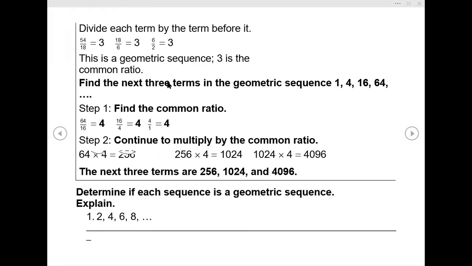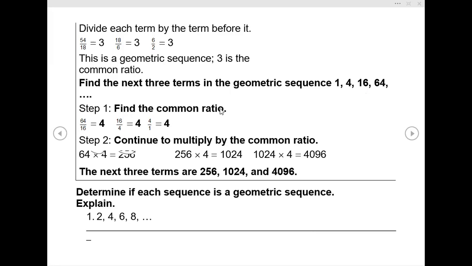Now we want to find the next 3 terms in the geometric sequence. We have already decided that this one is a geometric sequence, and we want to find the next 3 terms. As I said, we will first find the common ratio. It will be 4 divided by 1 equals 4, and then 16 divided by 4 equals 4, and 64 divided by 16 equals 4. So all have the same number.